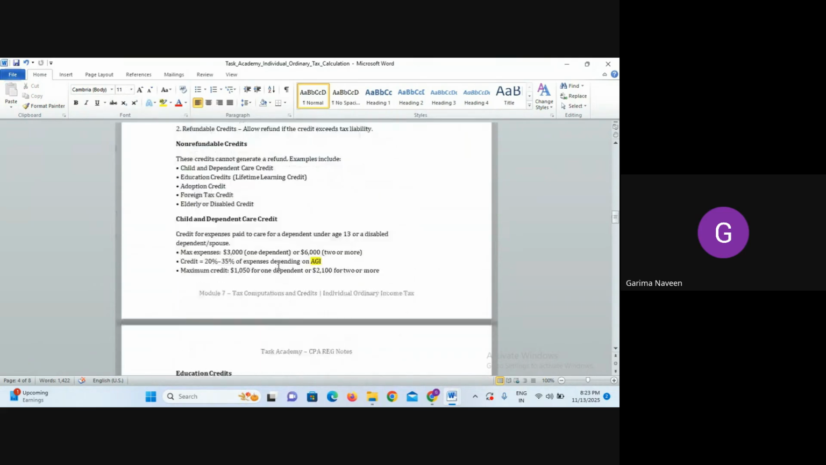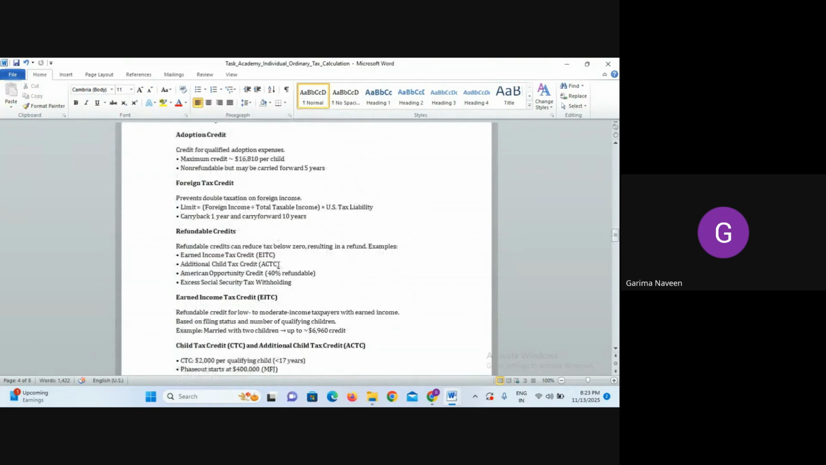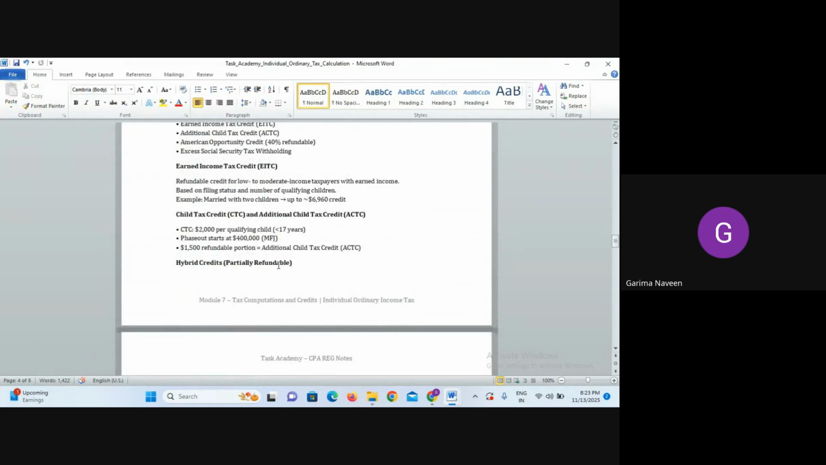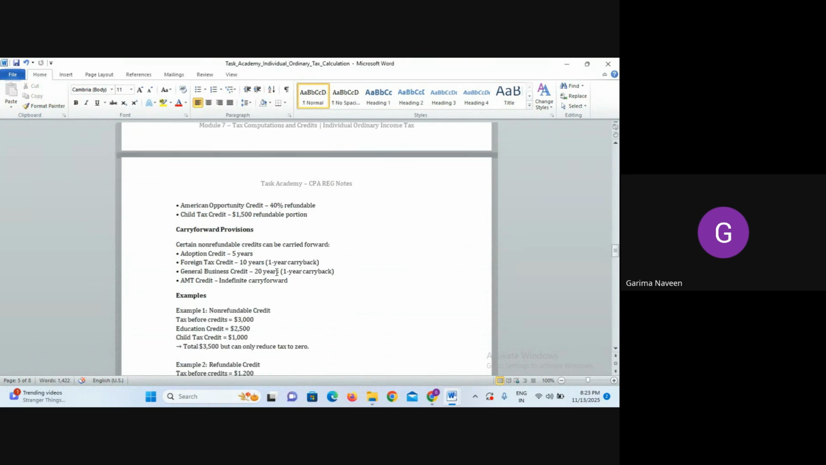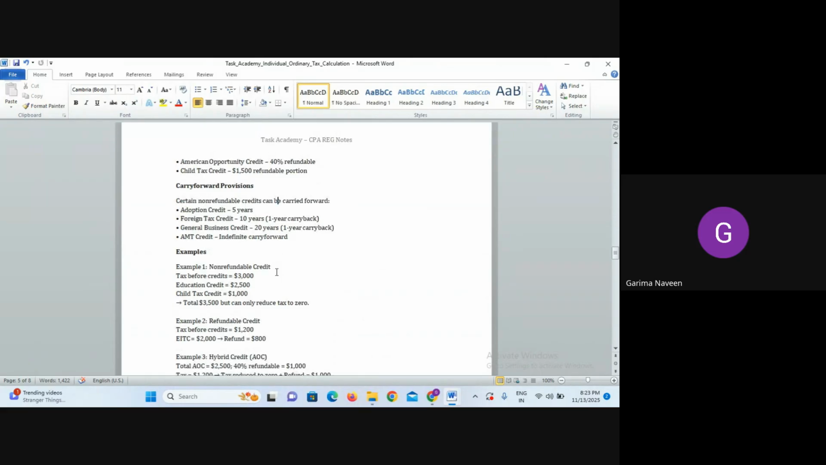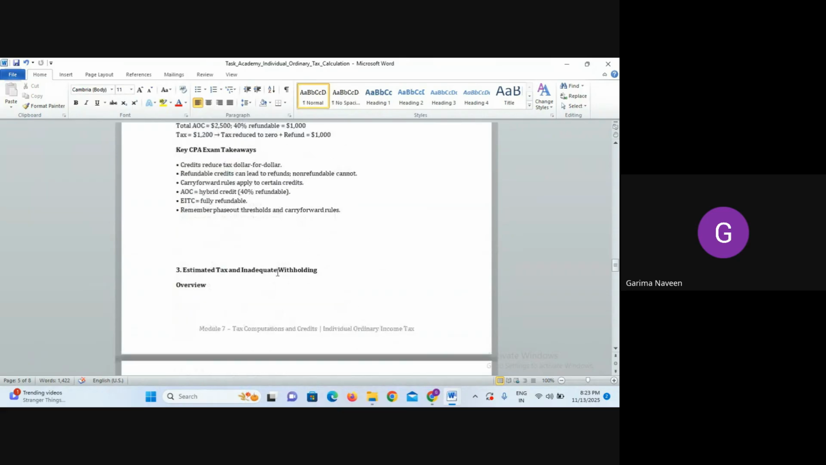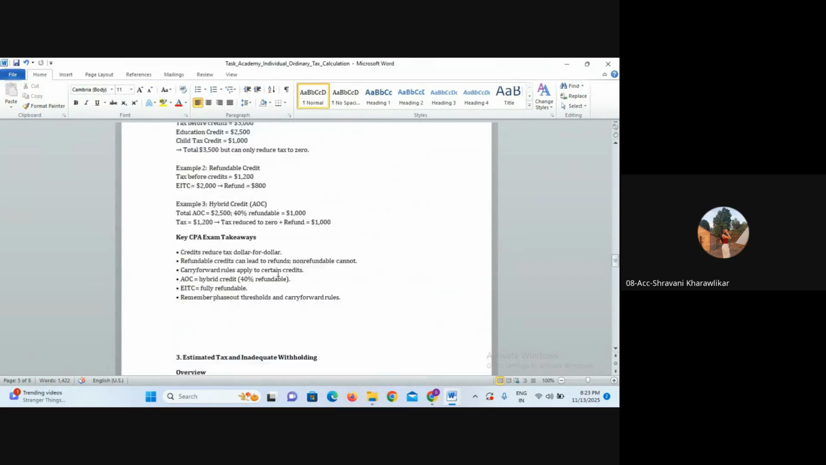Any doubt till here? Generally, calculations are not asked in the exam directly. They can ask you about the credit which is refundable or which is not refundable. Any doubt till here? No, ma'am. Okay.